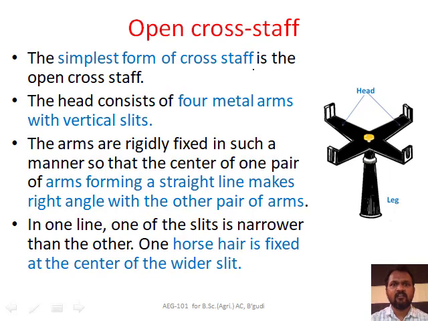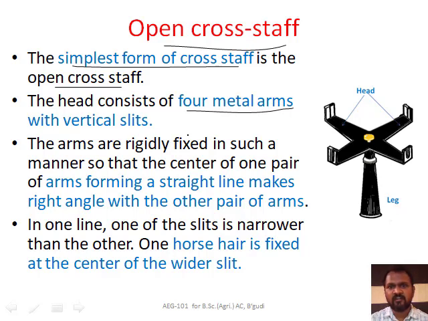And we'll see here, this is an open crosstop, a very commonly used instrument for taking right angles on the surveying field. It is the simplest form of crosstop and is called the open crosstop. Here you can see the crosstop head and its legs. The head consists of 4 metal arms with vertical slits. Here 1, 2, 3, 4. These are the 4 arms of the crosstop and these are the slits. 4 slits are provided.